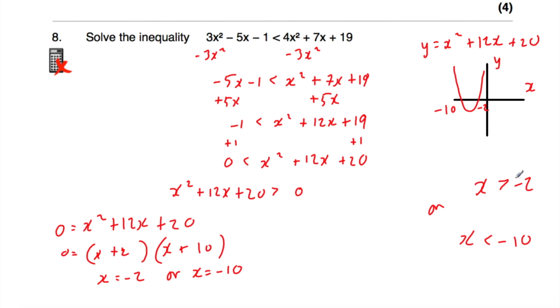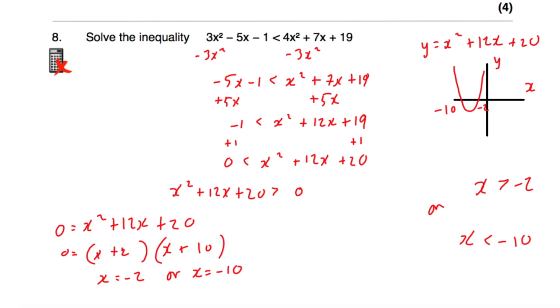And again, you could check this. If, for instance, you got a value of x that's bigger than minus 2, such as minus 1.9, and you substitute it into this inequality, it would work. That's going to be quite messy, but it will work. And here, for instance, if you chose a value of x that is less than minus 10, such as minus 400, and substitute it into this inequality, then that would work as well.